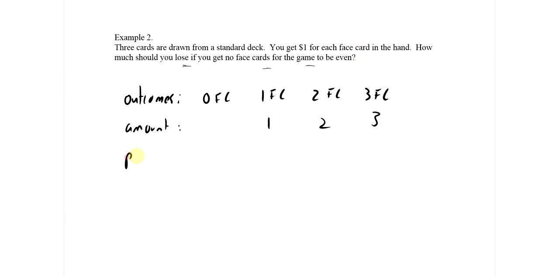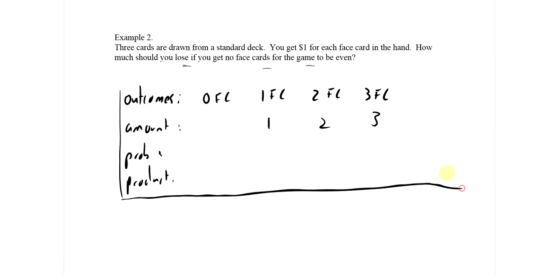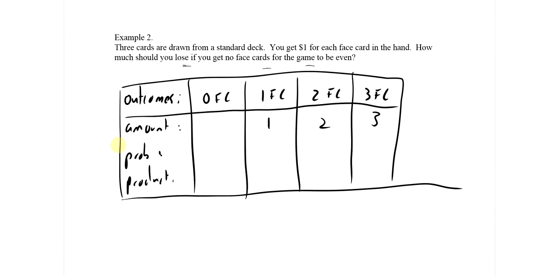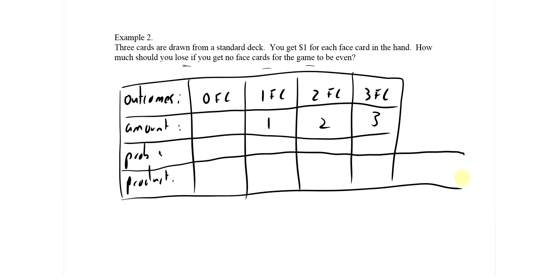What are the probabilities for this? Well, I don't know. We'll have to calculate that. It's a little bit tricky. And then the last line is the product. Multiply amount times probability. So let's make this little table. We'll put in some lines, outcomes, amounts, probability. And the last box, this is where our expected value goes.